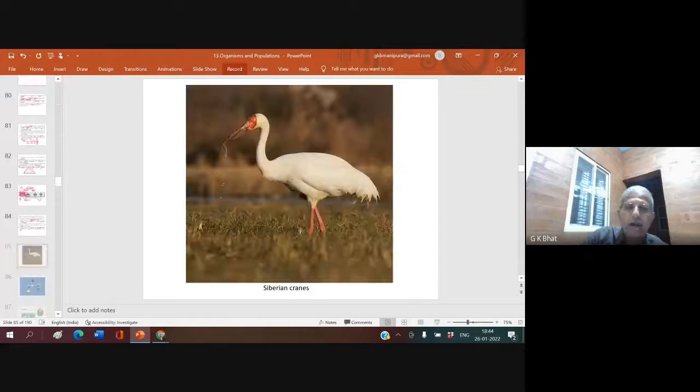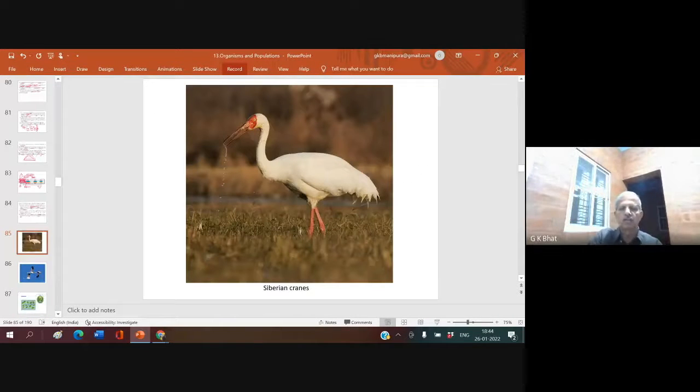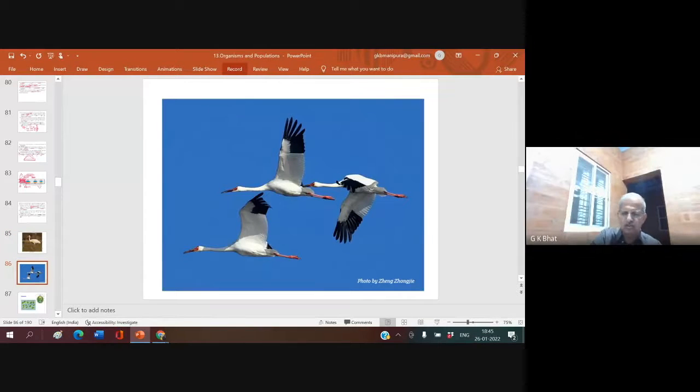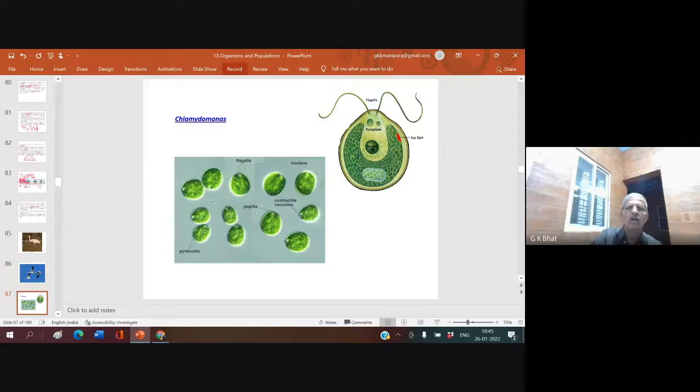It is possible that, see, this is the Siberian crane. If there is such a big bird, we can tell its population, you can literally count. We can tell whether it increases or decreases. This is the Siberian cranes flying.